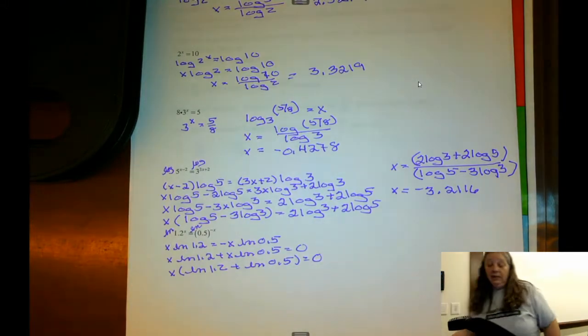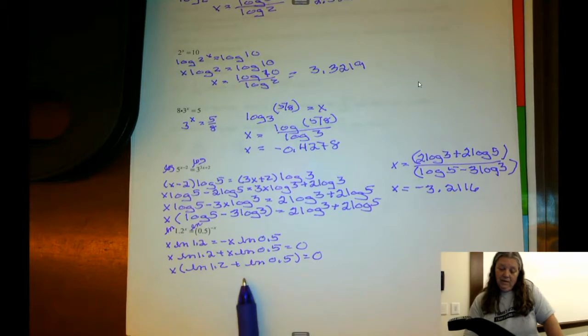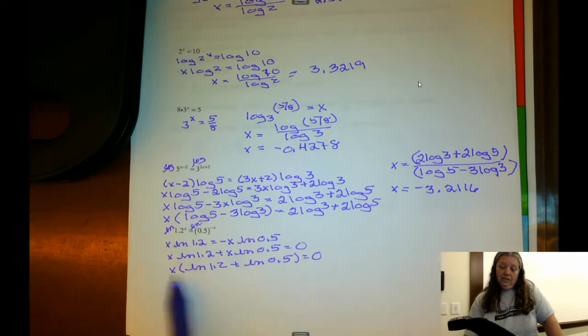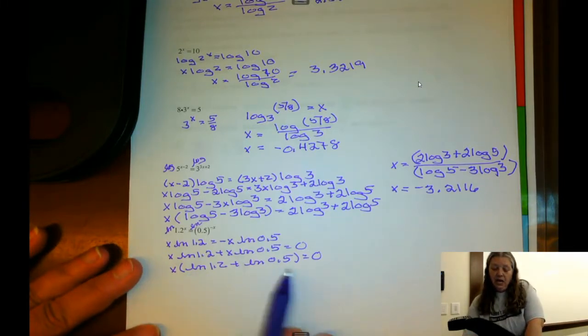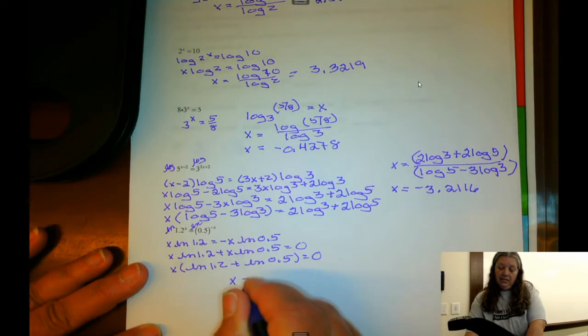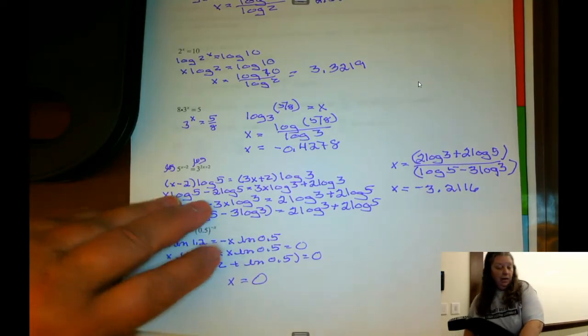Well, if we look at this and look at our zero product property, for this product to be true, either x has to equal 0 or ln of 1.2 plus ln of 0.5 has to equal 0. Well, we know these ln's do not equal 0. So that's telling us that x has to be equal to 0.